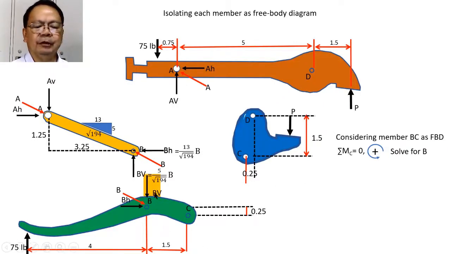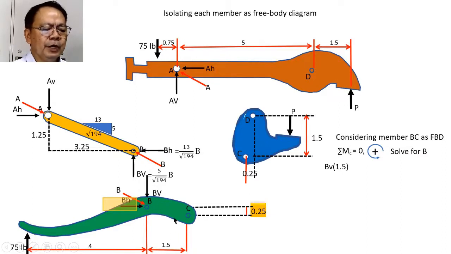Let us study this BV. What will be its moment arm about C? Its moment arm will be this 1.5. And this BV will be rotating about C in the counterclockwise direction. Therefore, that would have a positive sign using our convention. So this will be equal to BV times 1.5. Whereas the horizontal component BH, this one, has a moment arm equal to 0.25, and it causes rotation about C in the clockwise direction. Hence, that would be signed negative. Therefore, this will be negative BH multiplied by 0.25. And this 75?